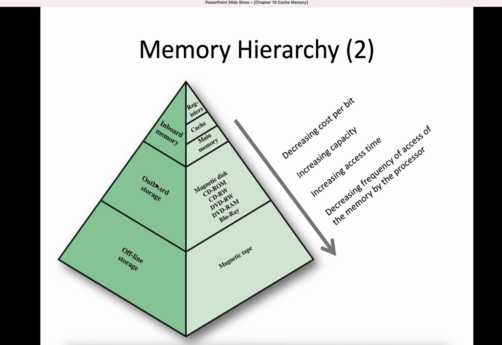Going down the hierarchy we have the outboard storage. In the outboard storage we have the magnetic disk. The outboard storage can also be referred to as the external memory. The magnetic disk basically is our hard disk. Then we have the CD-ROM and all the related optical types of storage. And finally we have the offline storage, which is magnetic tape. The magnetic tape is often used in a mainframe.